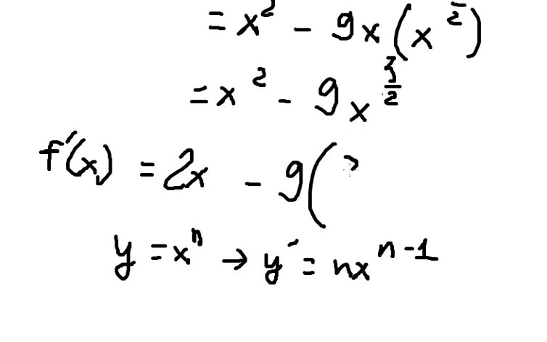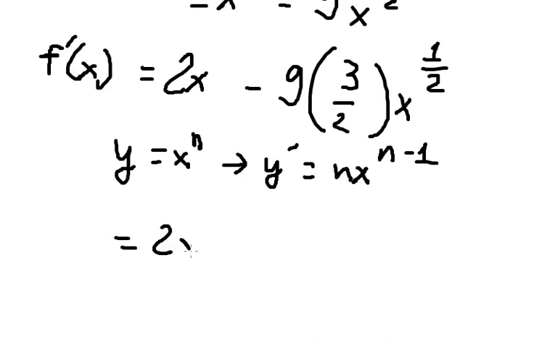Here we have 3 over 2 s to the power of 3 over 2 minus 1, which is 1 over 2, and now we simplify. The number 9 multiplied by 3 over 2 is 27 over 2.